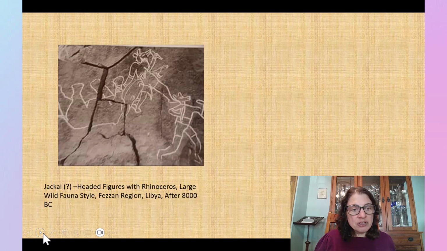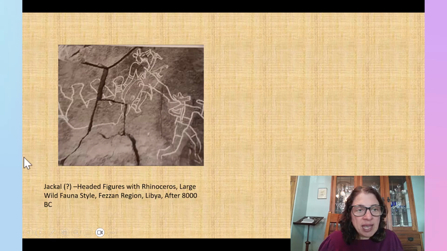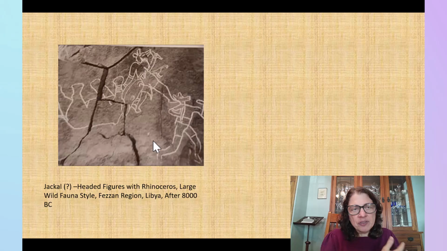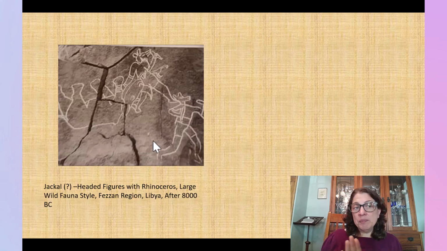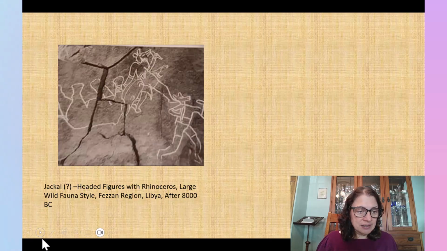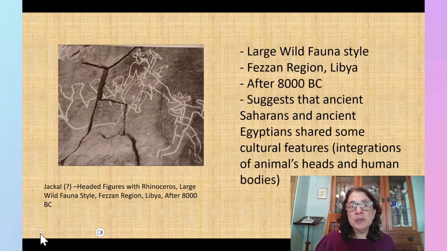Here's another image of the large wild fauna style. And here we have a rhino that's turned upside down. And then we have here and here, these creatures that have human bodies, but animal heads. And we believe they're supposed to be jackal heads. And again, same area, and again, after the year 8,000 BC. Can you think of another culture that has human bodies and animal heads depicted in their art? If you're saying ancient Egypt, you would be correct.